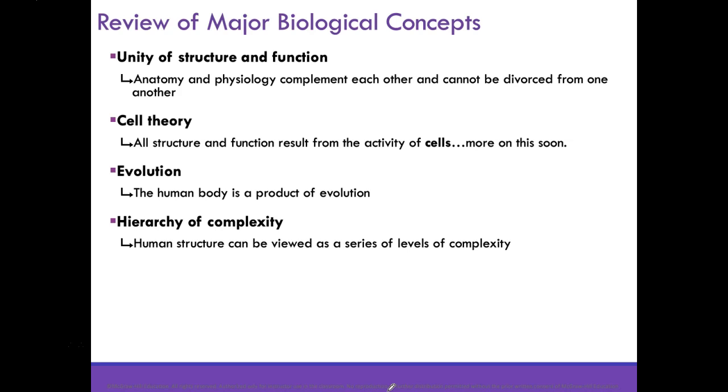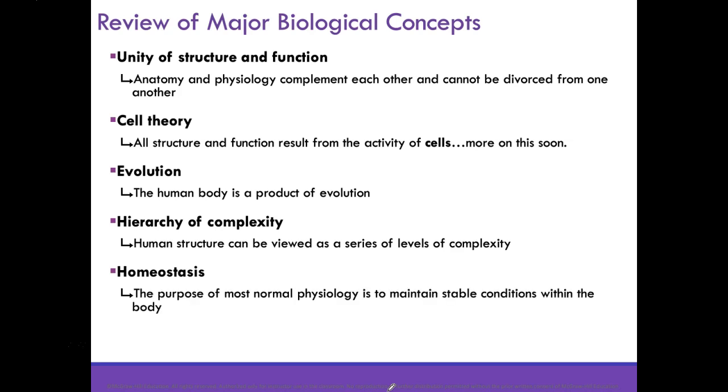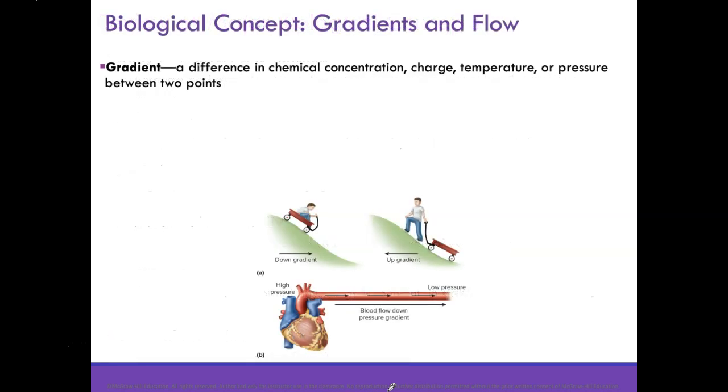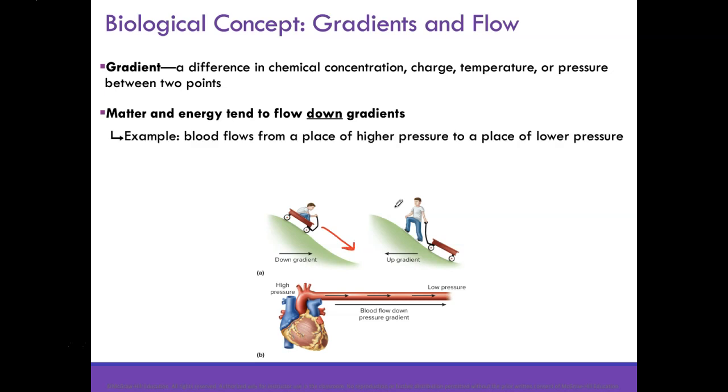We said there's organization, different levels of complexity from atoms to organism. We spoke about homeostasis, right? We said that most physiology is trying to maintain stable conditions in the body, a biological balance. And then we didn't talk about gradients and flow, but I want to talk about this. Matter and energy tend to flow down gradients. And a gradient is just a difference from one point to another. It could be a difference in chemical concentration, a difference in charge, a difference in temperature, a difference in pressure. And again, just according to the laws of physics, matter and energy tend to flow down gradients. They go from high to low spontaneously, without any energy input.